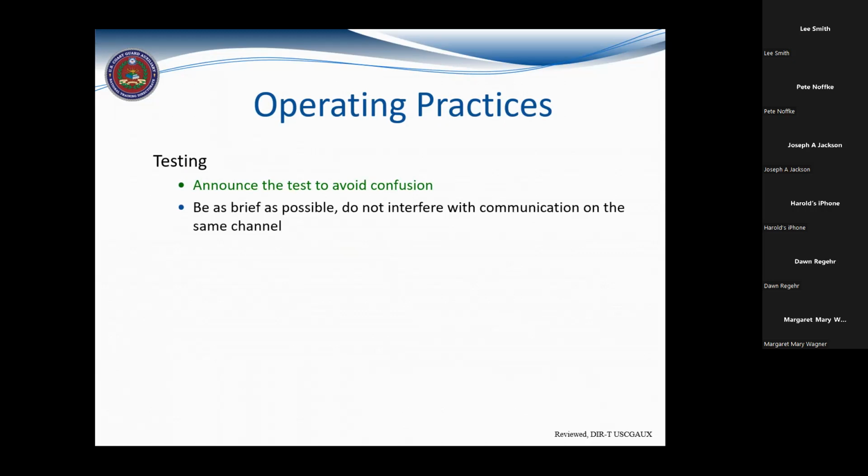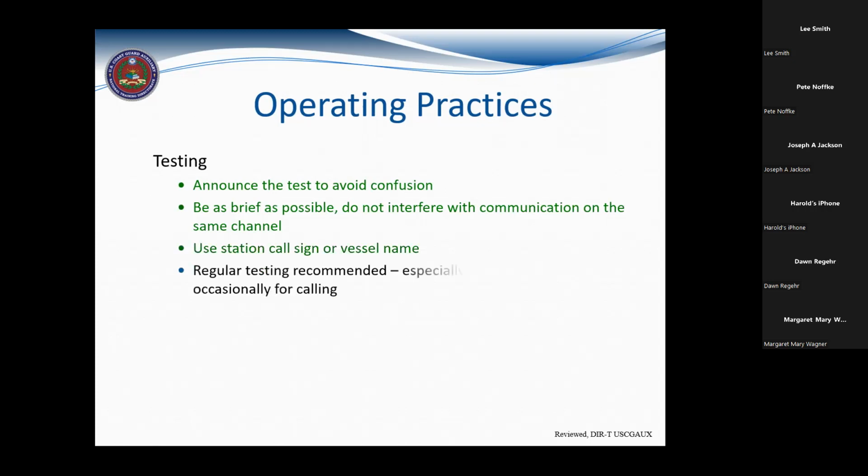Generally, it will be a count of 0 to 1 and 0 to 5 and 5 back to 0, or a long count 1 to 10 and back. And then you would identify your station again. They say regular testing is recommended.